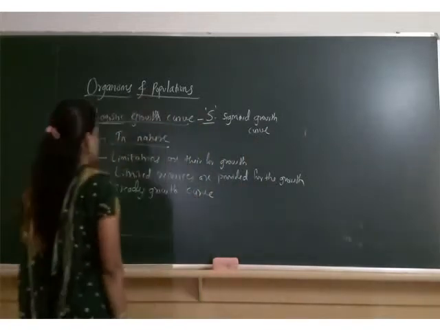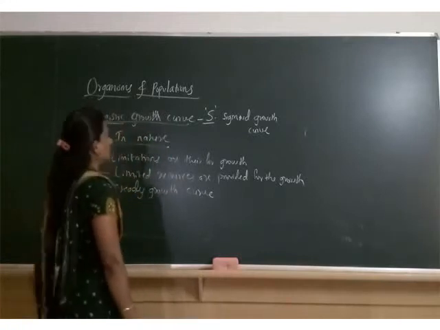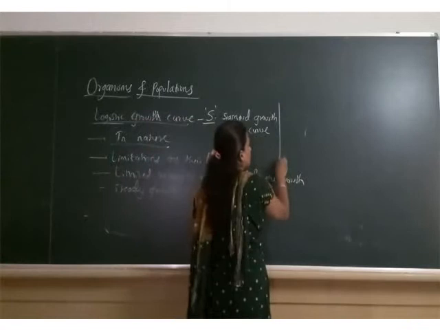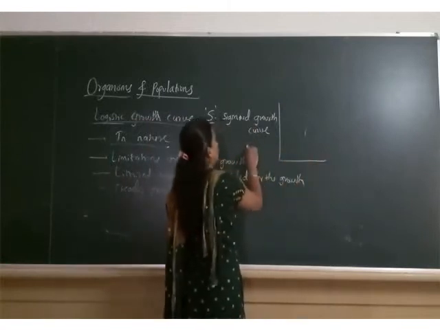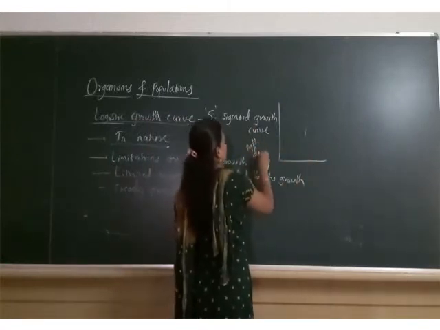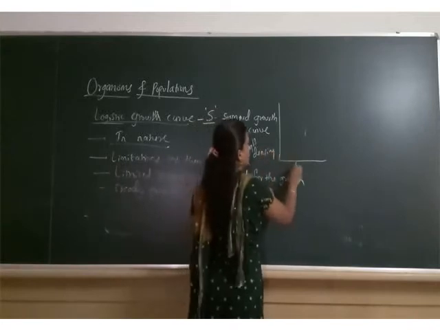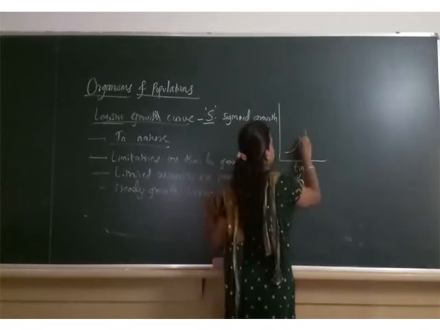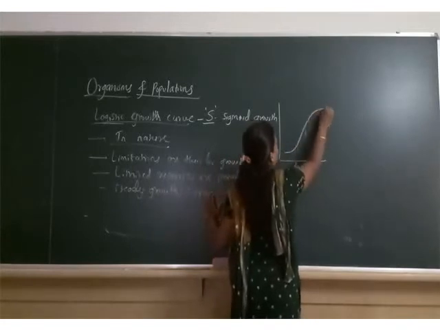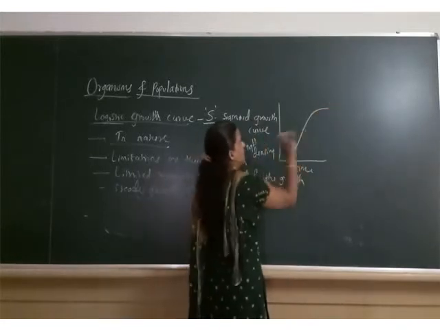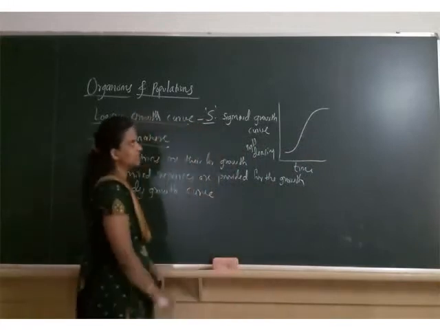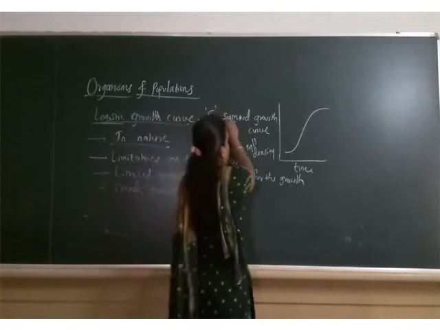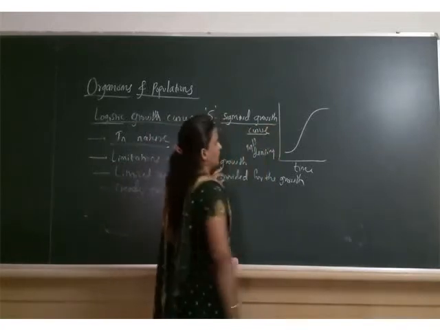These are the factors which affect the logistic growth curve. How is that logistic growth curve? This is population density, this is time. And how is it? It should be like this. What is the shape of the growth curve? That is S-shaped. That is also called sigmoid growth curve.